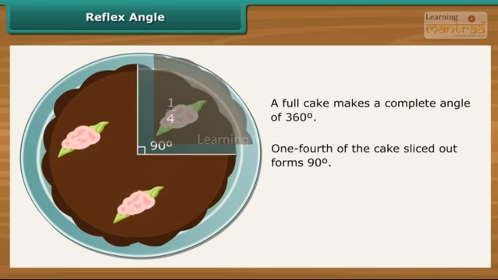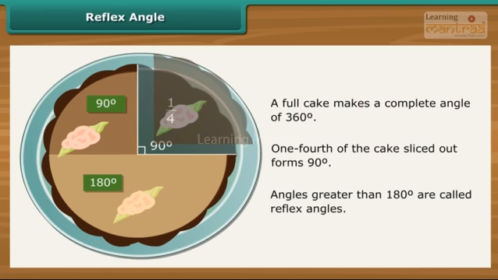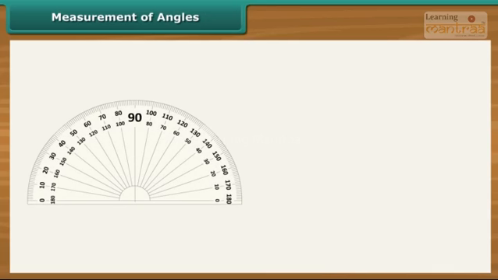1/4 of the cake sliced out forms 90 degrees. The cake that remains forms 270 degrees. Angles greater than 180 degrees are called reflex angles. Measurement of angles. Let us now learn to measure angles with a protractor.